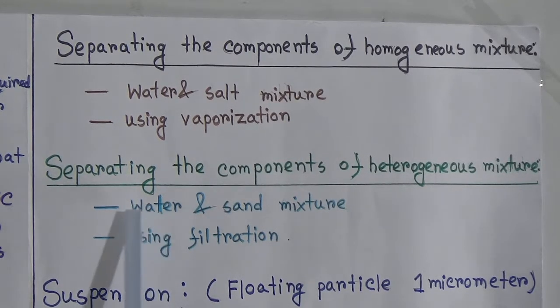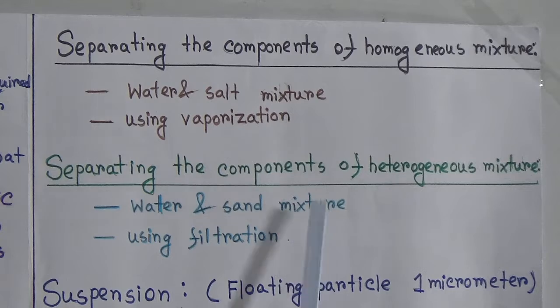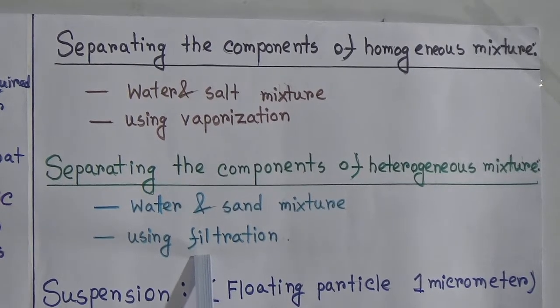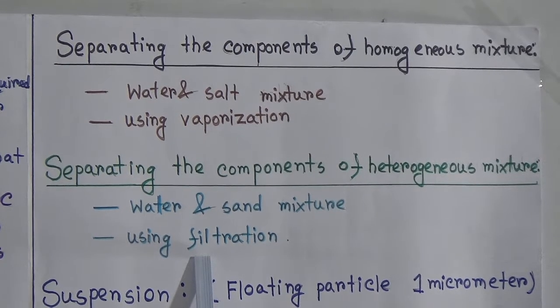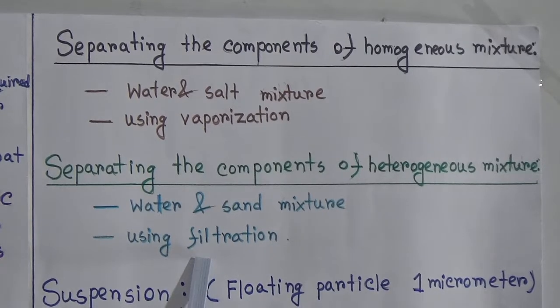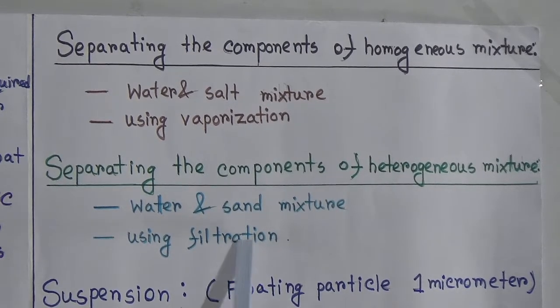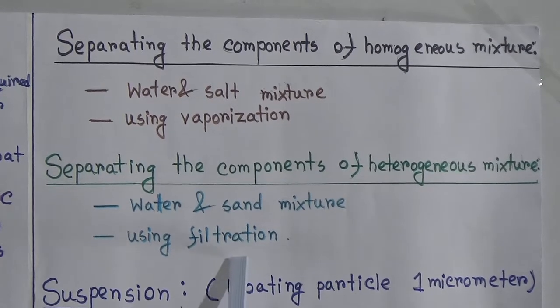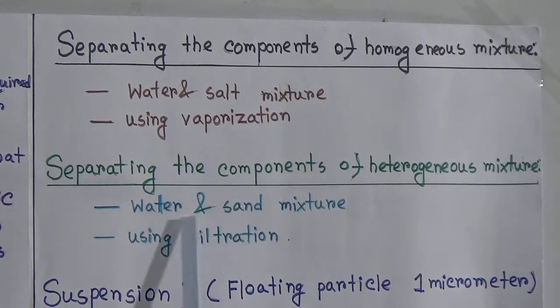In case of a heterogeneous mixture, water and sand is a kind of heterogeneous mixture. For this, we have to use the filtration process. For filtration, we have to use a filter paper, which is one kind of paper used in the lab for filtering anything. If we pass this water-sand solution through filter paper, then the sand remains in the filter paper and the water passes through the paper and is stored in the beaker. By this process, we can separate components from a heterogeneous mixture.